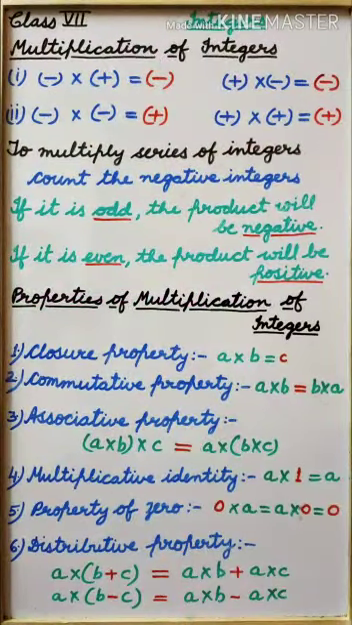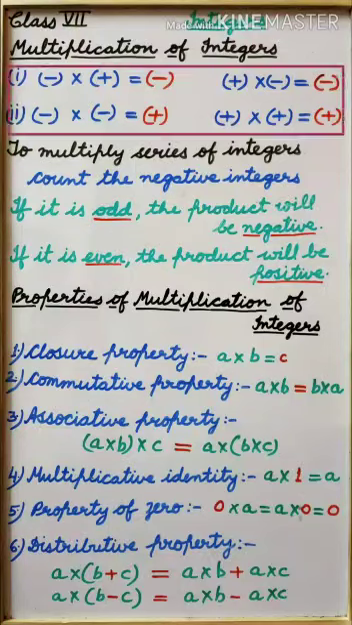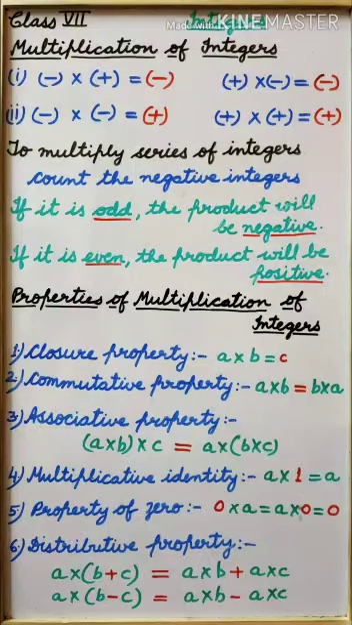Continue with integers. Now multiplication of integers. To find the product of two integers, we should follow the following rules. First, if a negative integer is multiplied by a positive integer or a positive integer is multiplied by a negative integer, means if we multiply two integers with opposite sign, then it gives us a negative integer as product.